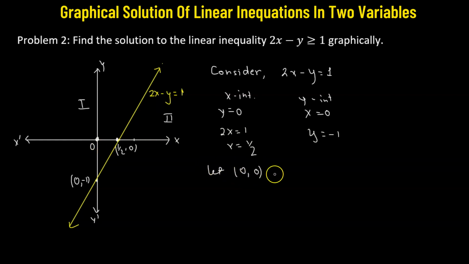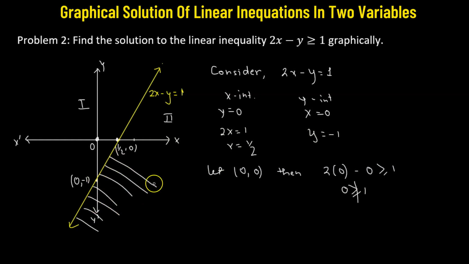Once we choose the origin, our inequality will be 2 times 0 minus 0 greater than or equal to 1. So we are getting 0 is greater than or equal to 1, but we know that this is not a true statement. 0 can never be greater than or equal to 1. When we get a contradiction, or a wrong statement, we can say that this origin point is not included. Since it is not included, we can reject region number 1. If region number 1 is rejected, then automatically we will be selecting region number 2. So we'll be drawing slanted lines and make sure that the slanted lines touch the line 2x minus y equals 1, because we have a greater than or equal to sign present here.